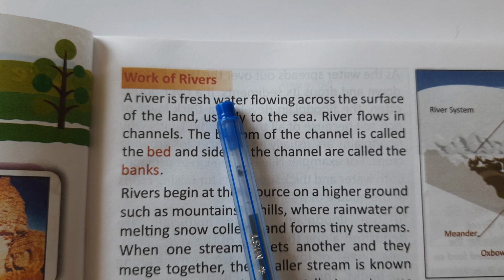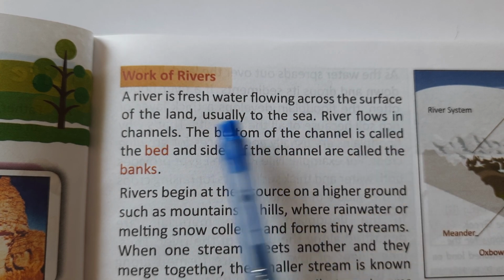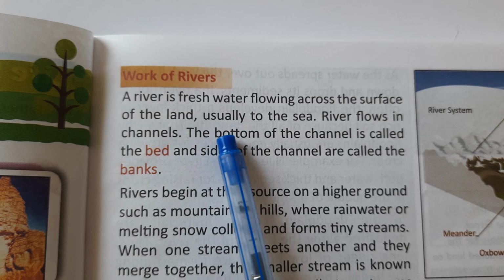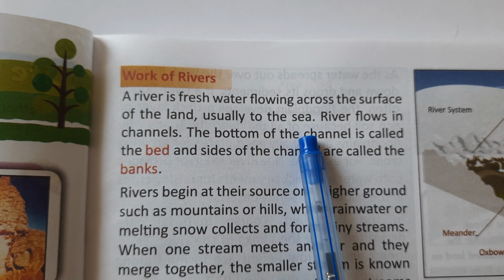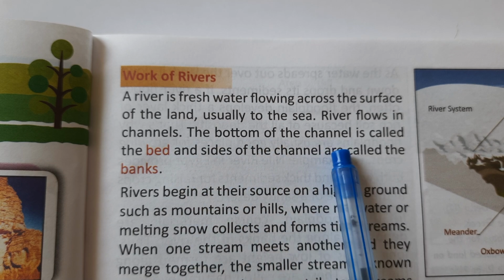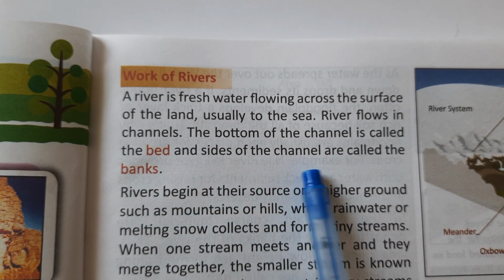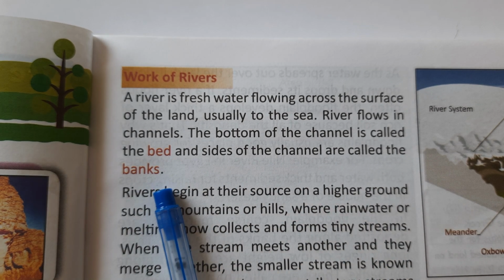Work of rivers. A river is fresh water flowing across the surface of the land, usually to the sea. A river flows in channels. The bottom of the channel is called the bed and the sides of the channel are called the banks.